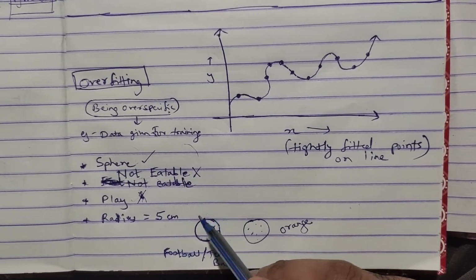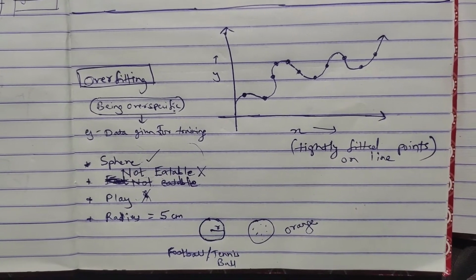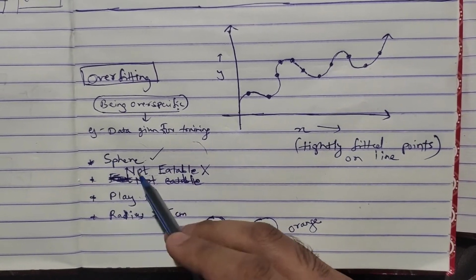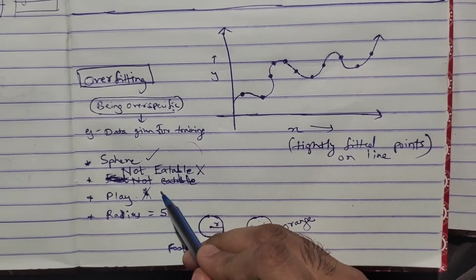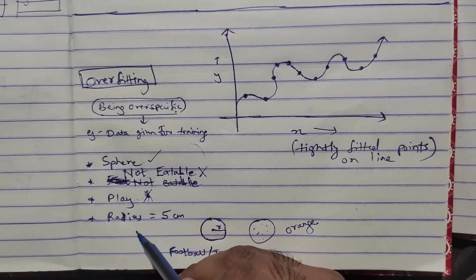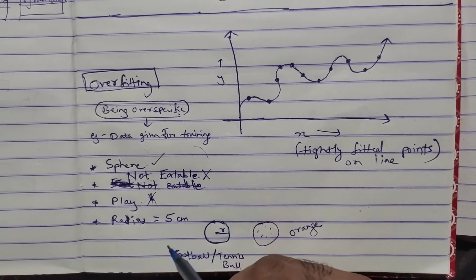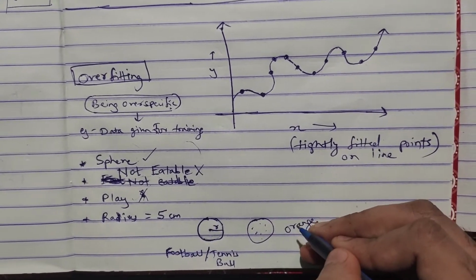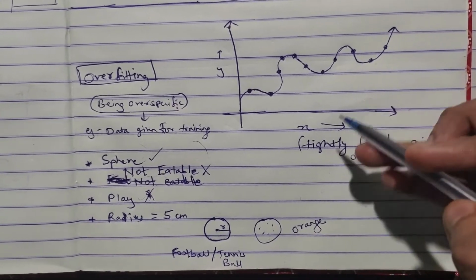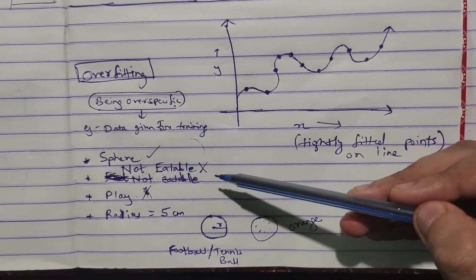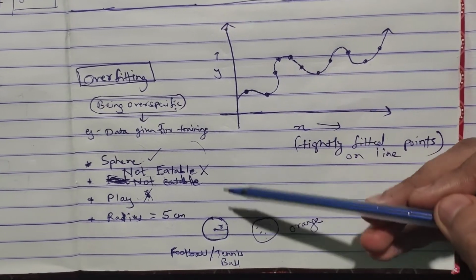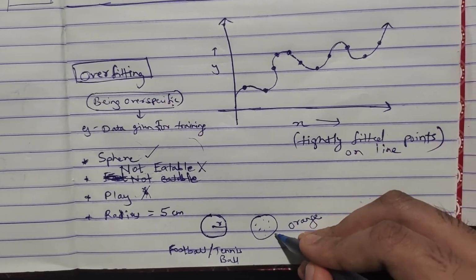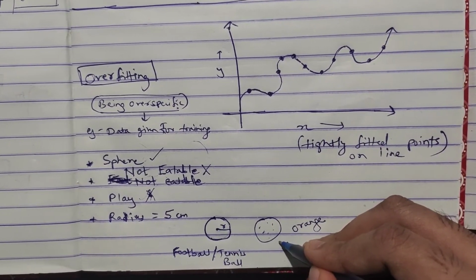Here, for example, we have to train the model to give output if the object given is ball or not. So we train it with the given data like the shape, which is spherical, it is not eatable, it is playable, and it has a radius of 5 centimeter. And for example, data to identify is given as orange. Then let's see what conditions it will satisfy or not. It is spherical, yes. It is not eatable, no. Orange is eatable. Able to play, no, we cannot play with an orange. So it will easily give us output that this is not a ball.